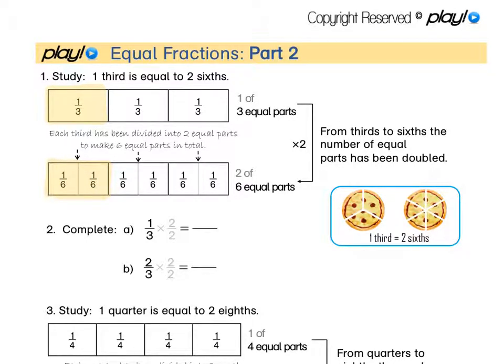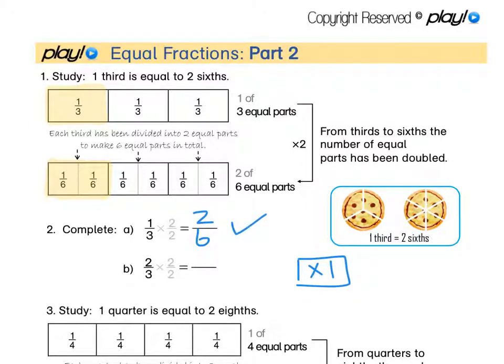From this we see, from thirds to sixths, the number of equal parts has been doubled. 1 of 3, both numbers are doubled to get 2 out of 6. So, what we actually do in simple form is that we times the top and the bottom by 2. And we know that 2 out of 2 is actually equal to 1. So when we times by 1, we don't change the value of the fraction, we just change how it looks. So here we get 2 out of 6. So 1 out of 3 is equal to 2 out of 6.